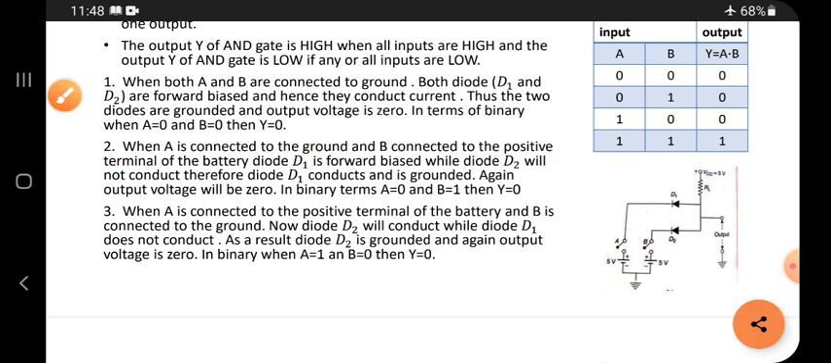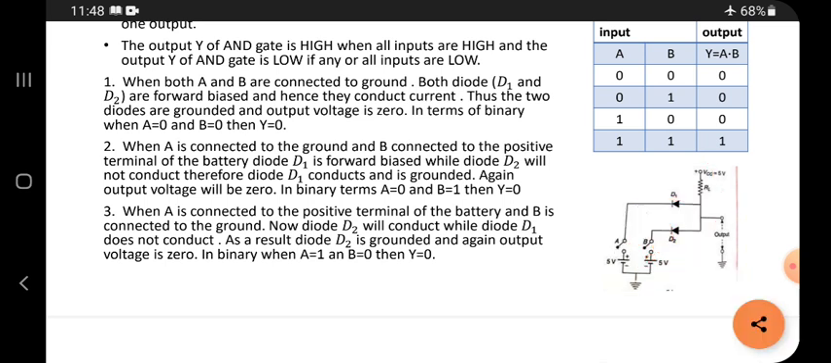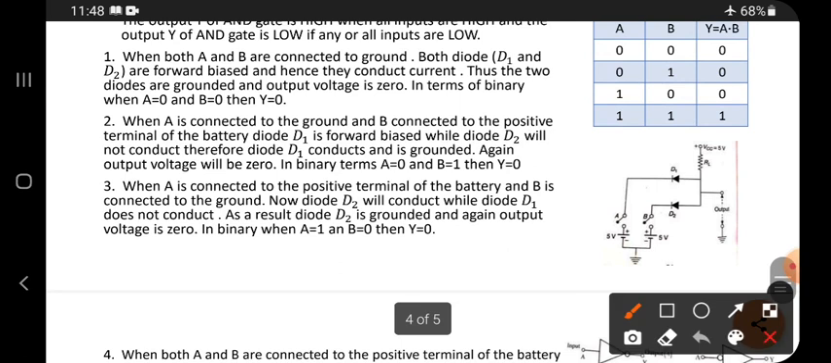Here the positive battery terminal will be connected, so that is why D2 is in reverse bias, while D1 is forward biased. So D1 conducts, all the voltage comes here, and you cannot find any voltage across the output. Again the voltage will be 0 in binary terms. A is equal to 0, B is equal to 1, then Y is equal to 0.